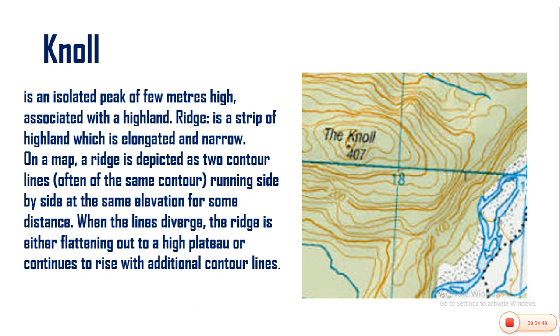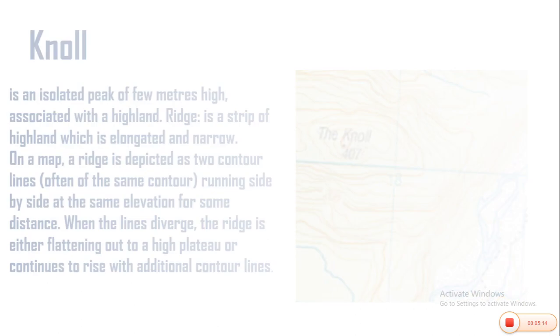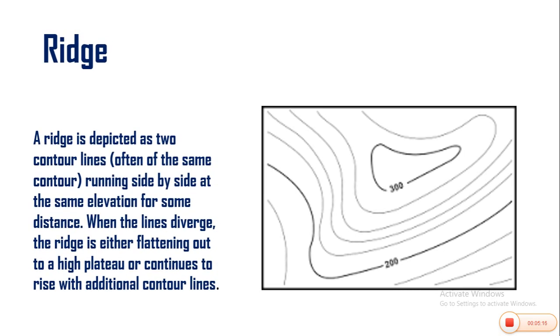A ridge is a strip of highland which is elongated and narrow. On a map, a ridge is depicted as two contour lines, often of the same color, running side by side at the same elevation for some distance. When the lines diverge, the ridge is either flattening out to a higher plateau, or it continues to rise with additional contour lines. Now let's look at what a ridge looks like on a topographical map. This is a ridge, and look at the lines flattening away.